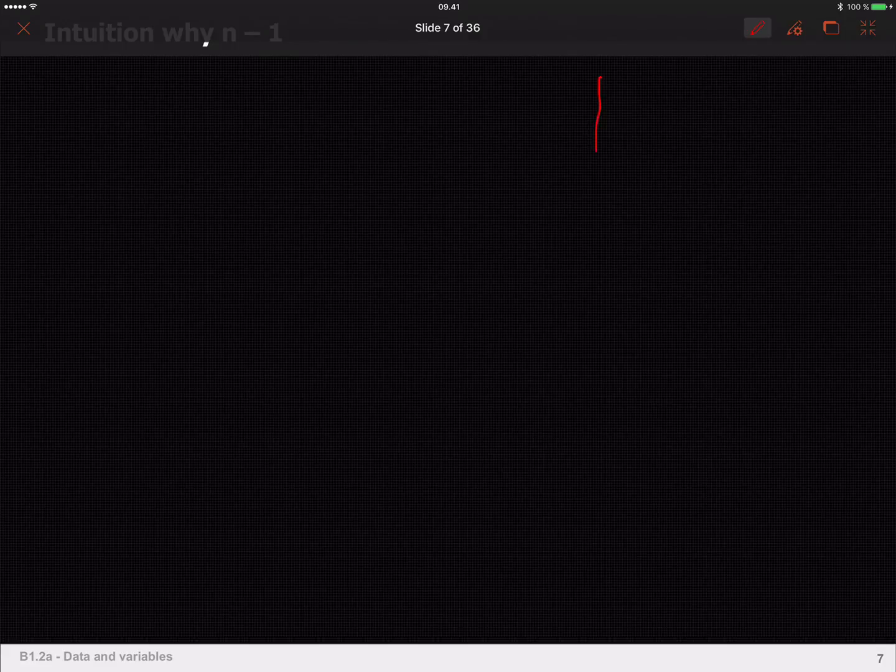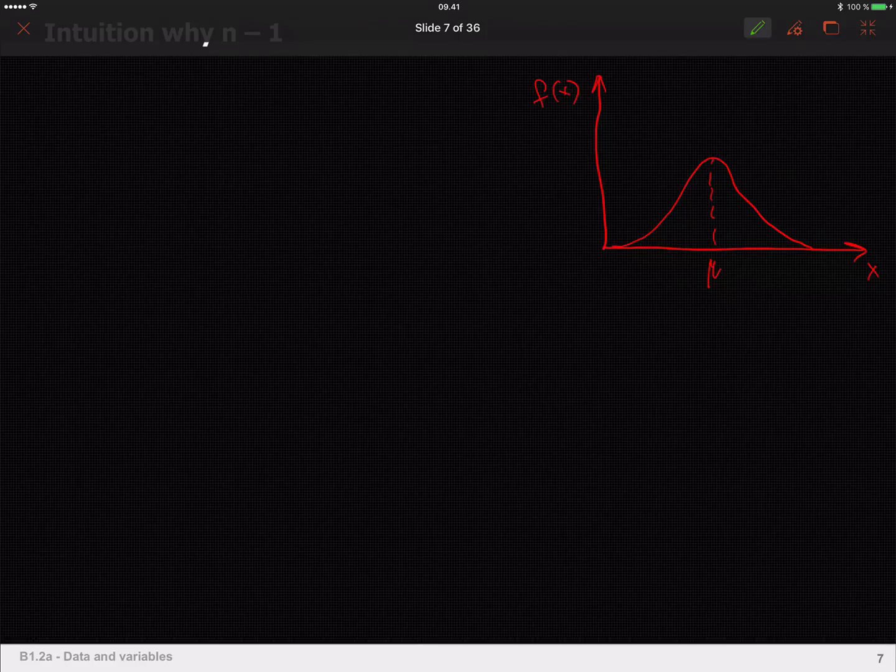Let's say that this is our population distribution. So we have a normal distribution. This is the bell curve, the normal distribution curve, and this is the average here. Well, let's say we take a sample, a small sample. Let's say the sample size is 3. So we'll get some values like this.